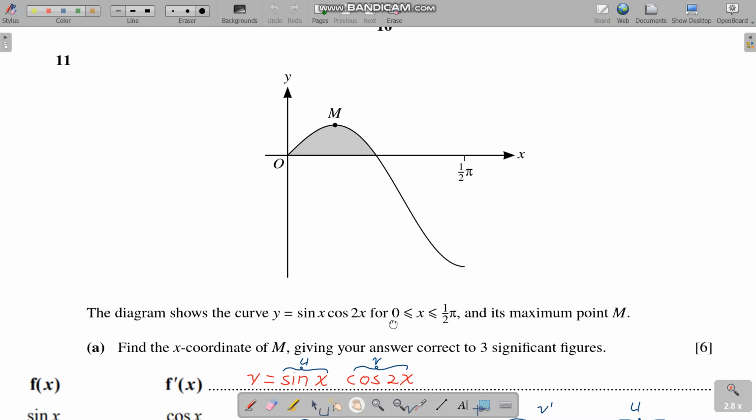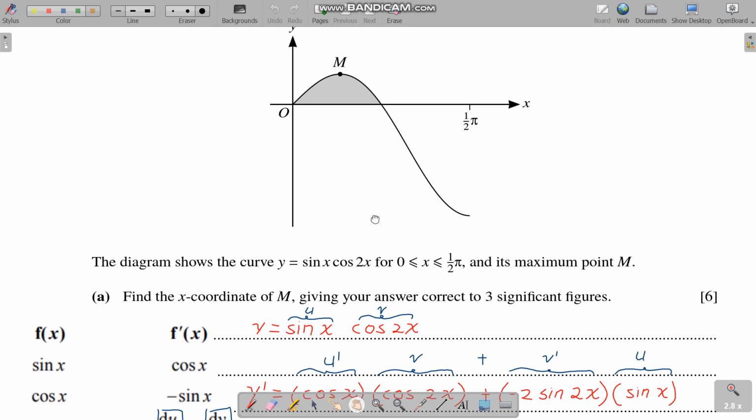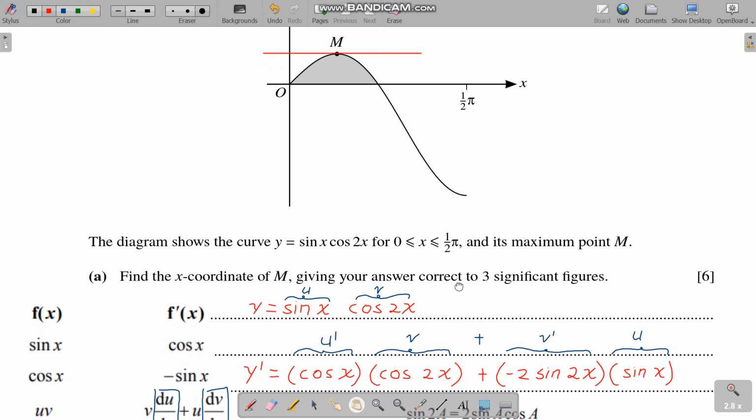Differentiation. The diagram shows the curve y equals sin x cos 2x and its maximum point M. Find the x coordinate of M to 3SF. So maximum point means the point at which the tangent line is a horizontal line, and horizontal line means the gradient is 0, and gradient is dy/dx or y prime. So maximum point means y prime equals 0.